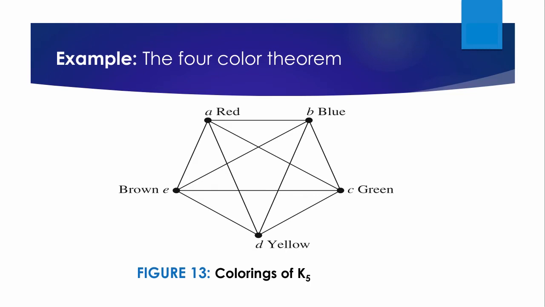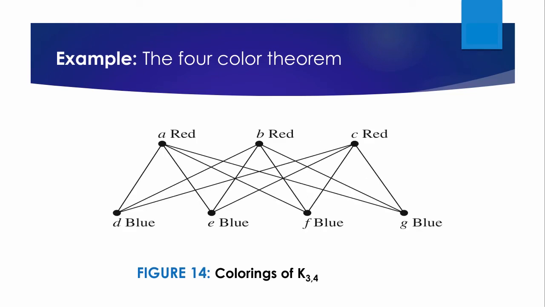What is the chromatic number of the complete bipartite graph K_m,n where m and n are positive integers? The number of colors needed may seem to depend on m and n. However, as the theorem tells us, only 2 colors are needed because K_m,n is a bipartite graph, so chi of K_m,n equals 2.